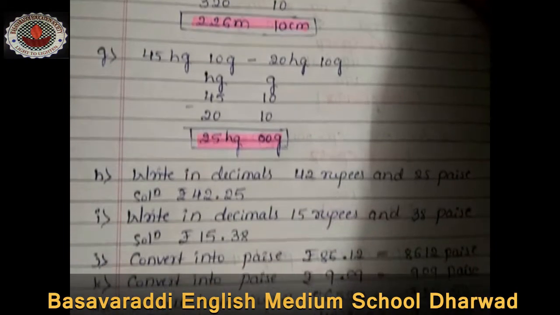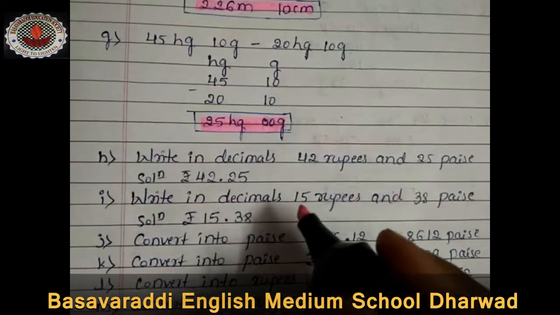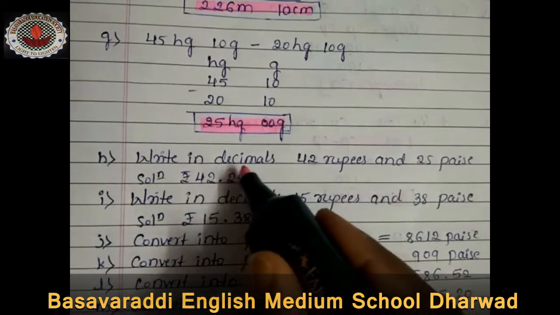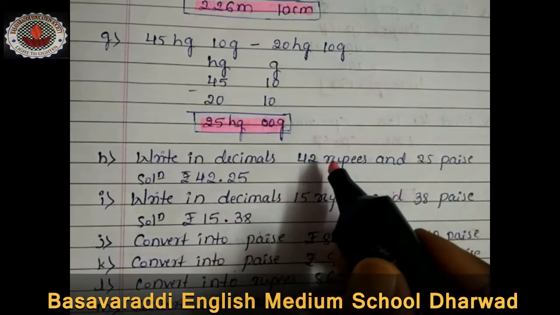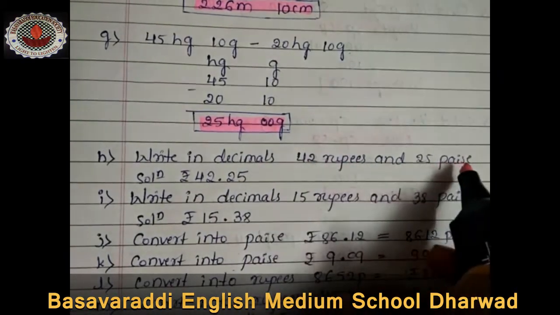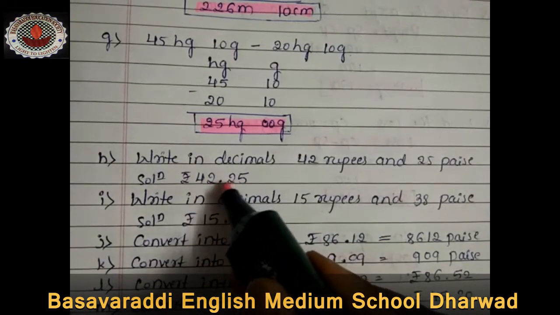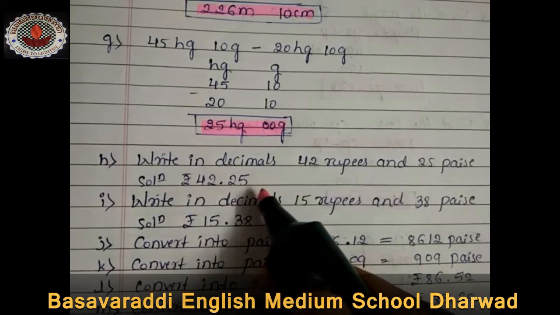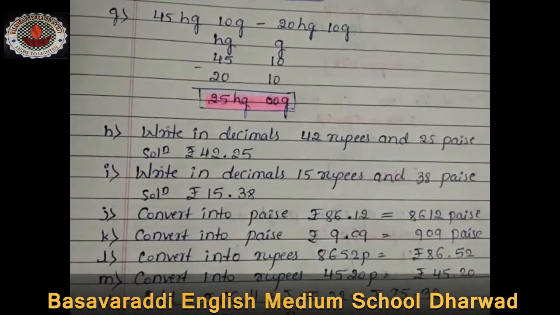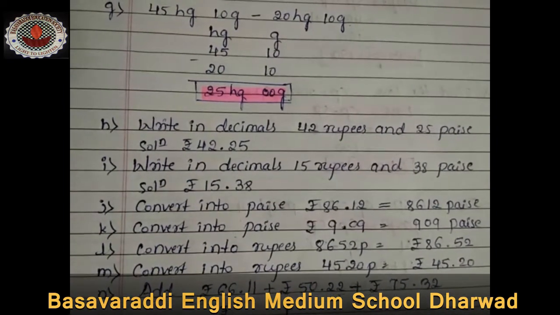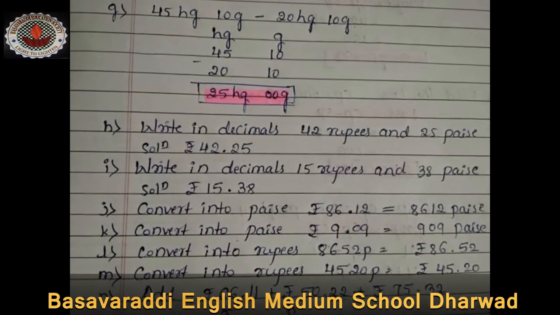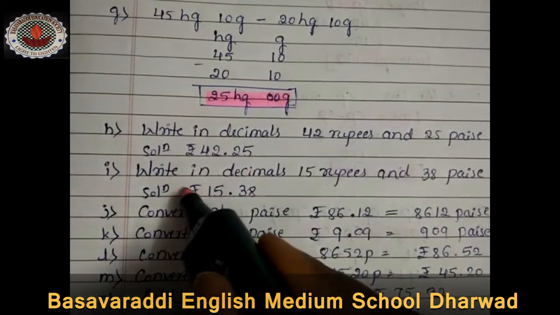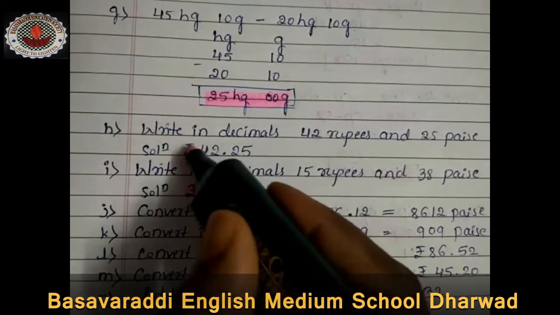The next one is the H question. Write in decimals 42 rupees and 25 paise. It means we write that in decimals, rupees 42.25. Next, the I question. Write in decimals 15 rupees and 38 paise. Solution is 15.38. It means rupees 15.38.